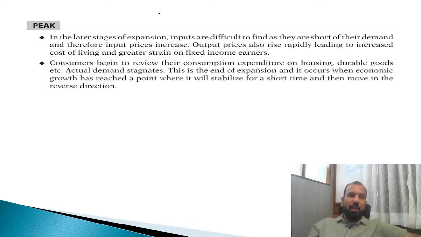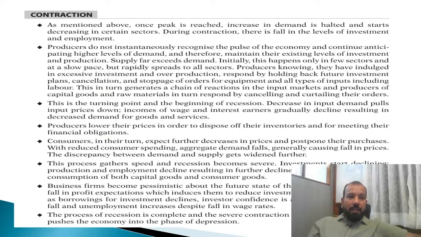The peak occurs when economic growth has reached a point where it will stabilize for a short time, then move in the reverse direction. Then contraction: as already mentioned, once a peak is reached, the increase in demand is halted. Now it starts decreasing in certain sectors. During the contraction, there is a fall in the levels of investment and employment. Producers don't instantly recognize the pulse of the economy and continue anticipating higher levels of demand, because overnight you can't predict what the demand will be.